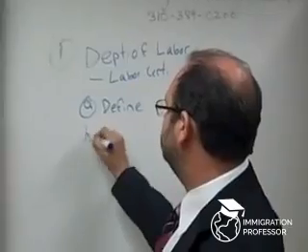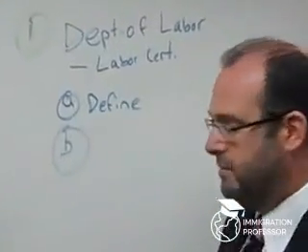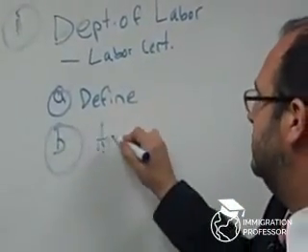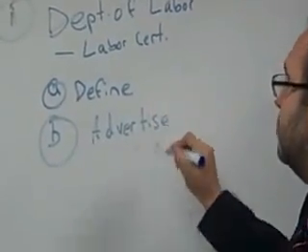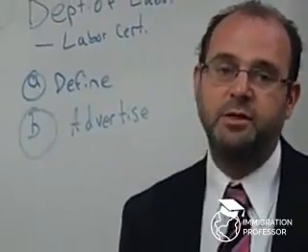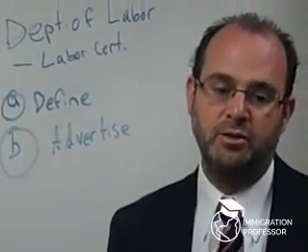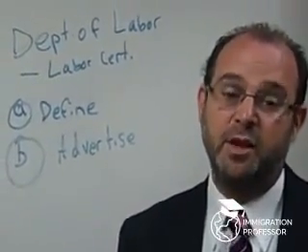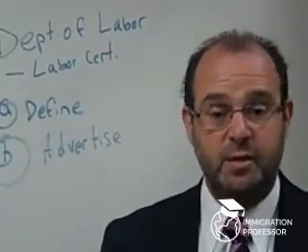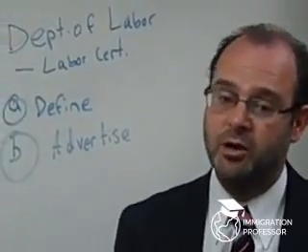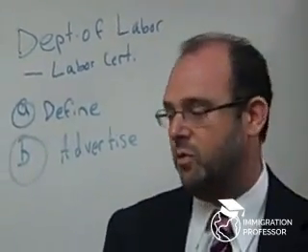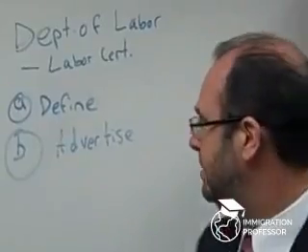The second step, once you've done that, is to advertise. The employer is required to put the job in two Sunday ads in a paper of general circulation. For example, in Los Angeles, it would be the Los Angeles Times. In Chicago would be the Chicago Sun-Times. So they're required to run two Sunday ads.